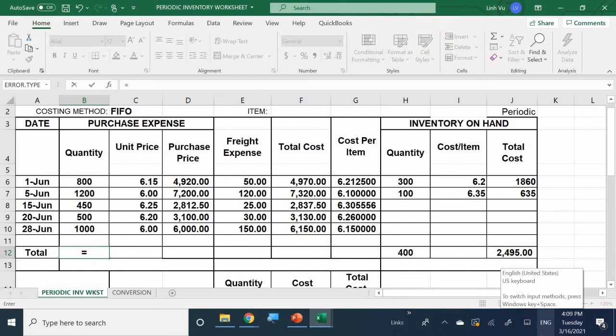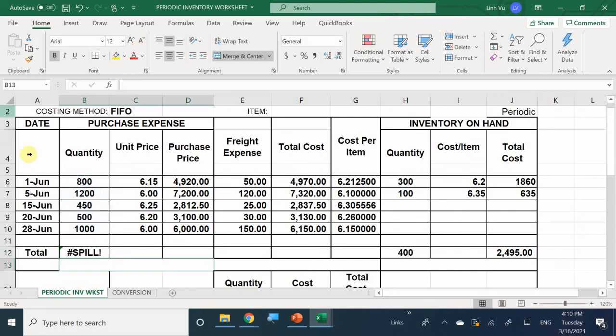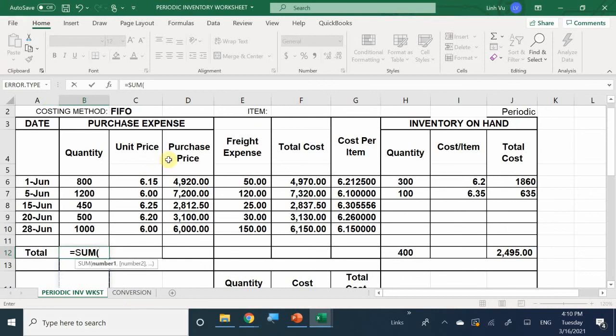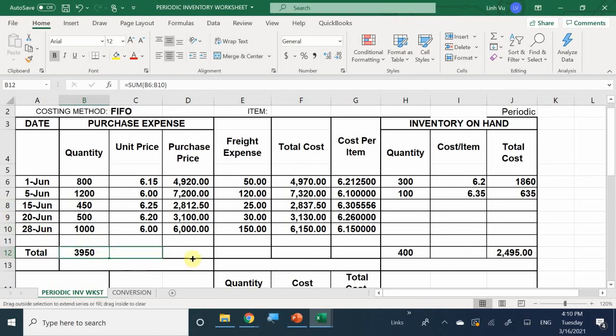Then I can tell you how much I sold, or how much I had in ending inventory. So let's calculate my total. How many purchases did I make in grand total? Oh, I mean, in quantity. How much in total units did I buy? 3,950. Let's recalculate that one more time. Equal sum. Okay, 3,950. And what was my total purchase price?